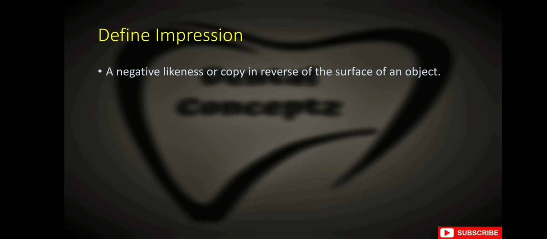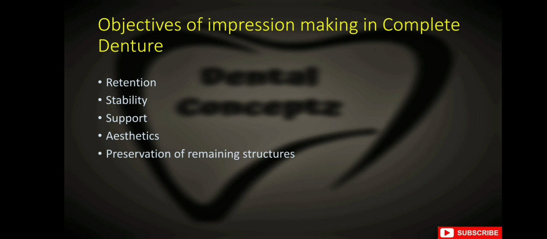What is an impression? Impression is a negative likeness or copy in reverse of the surface of an object. What are the objectives of impression making in complete denture? So these are retention, stability, support, aesthetics, and preservation of remaining structures.